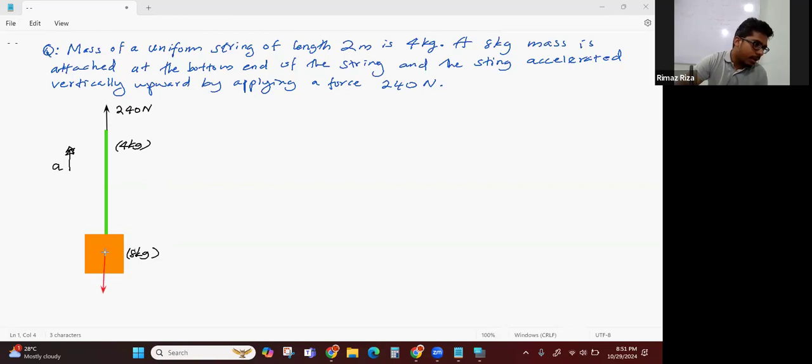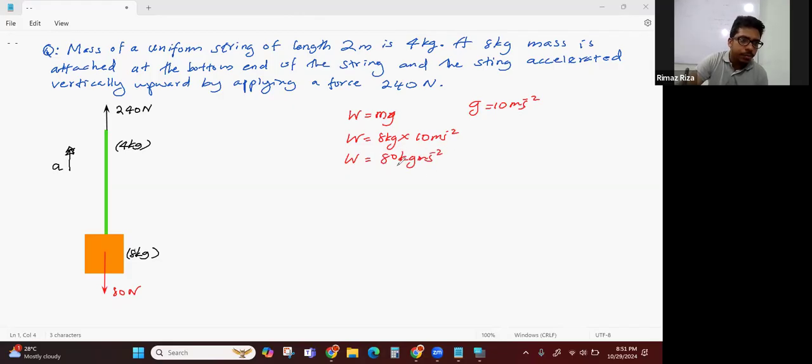We know the box has a mass, so it has weight vertically downward, let's say 80 Newton. Because mass is 8 kilogram, weight W equals mass times gravitational acceleration g. If mass is 8 kilogram, you multiply with g, 10 meter per second squared. So 8 into 10 is 80 kg m s^-2, and by the definition of Newton, kg m s^-2 is 1 Newton. So the weight is vertically downward 80 Newton.